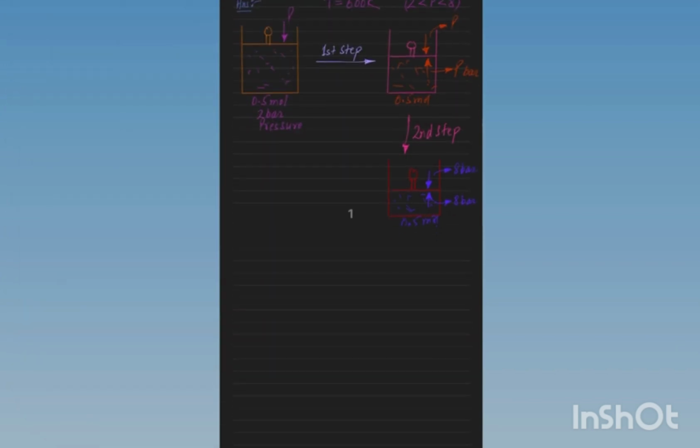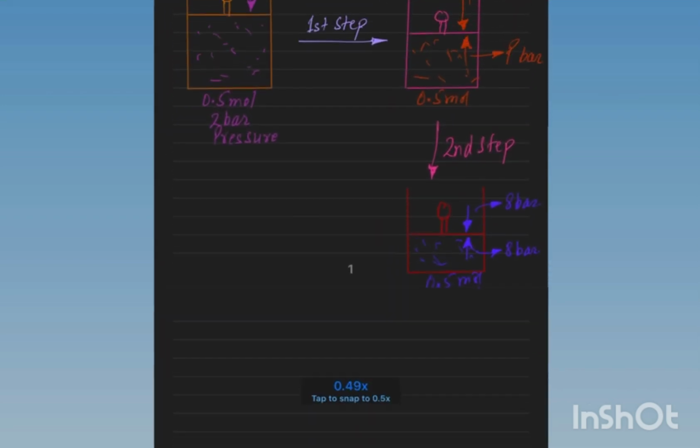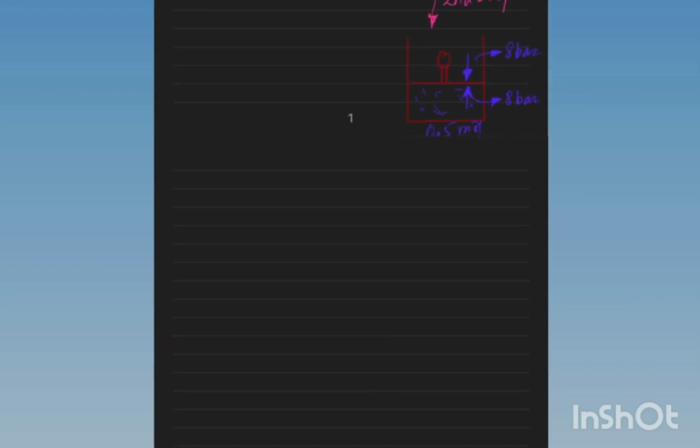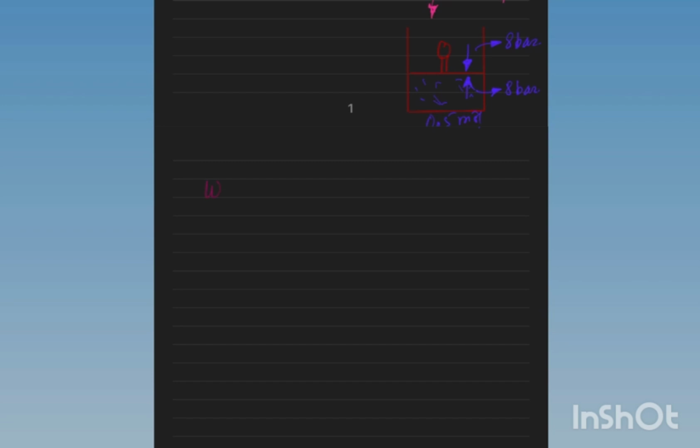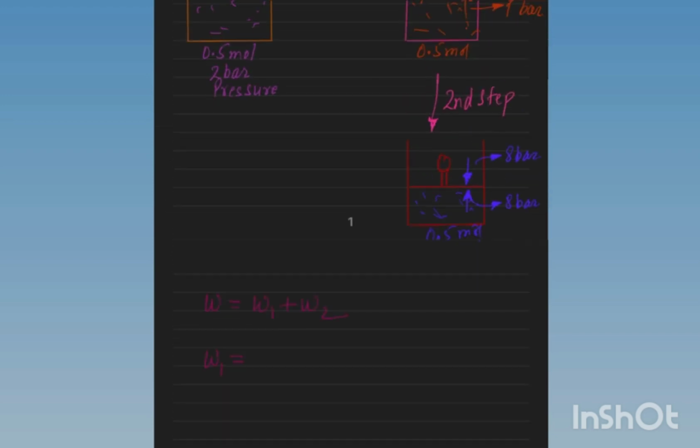So how do we have to calculate it? We'll see that the total work done W will be equal to W1 plus W2. And what is W1? When we talk about W1, that means the first step.